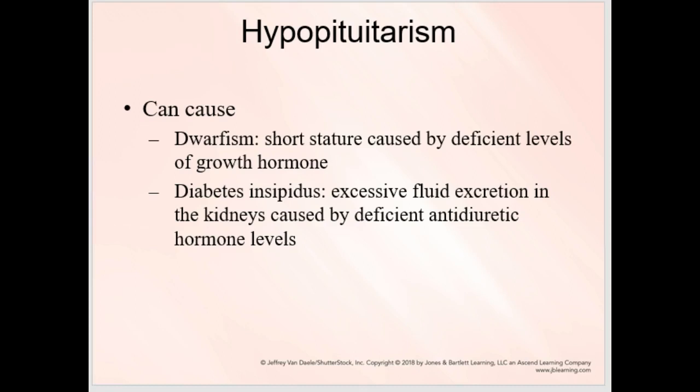Diabetes insipidus can affect the posterior pituitary. Don't forget growth hormone is anterior. ADH is posterior. So this will lead to excessive fluid excretion in the kidneys caused by a deficient release of ADH. This is more seen with trauma, some sort of head trauma, which will affect that posterior pituitary and decrease the release of ADH.